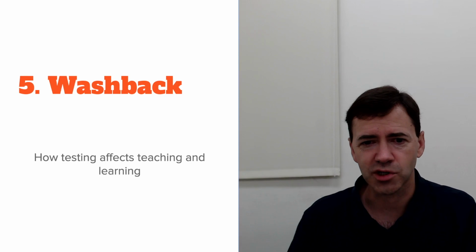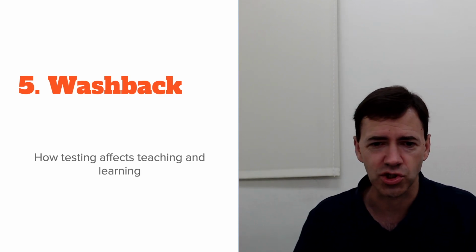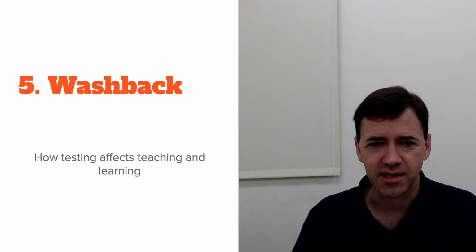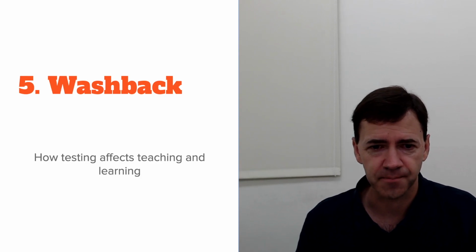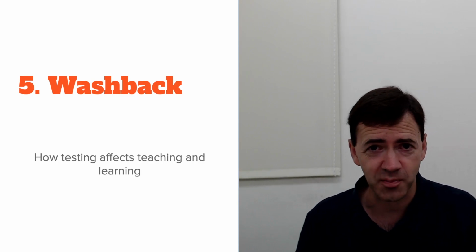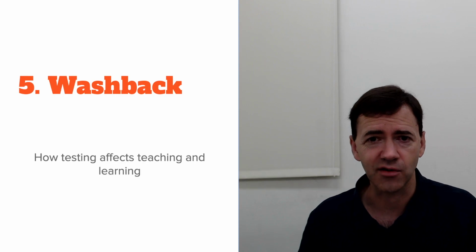Okay, now the last one is washback. So I talked about this in the consequential validity or impact. Basically, it's how testing affects teaching and learning. Okay, now there are what we call types of positive washback, but there's also negative washback. And I'll give you an example of negative washback first.